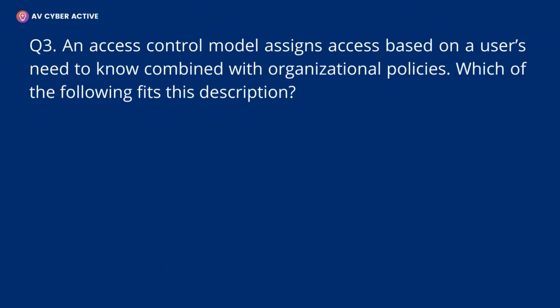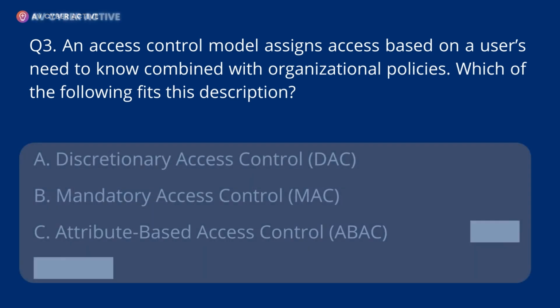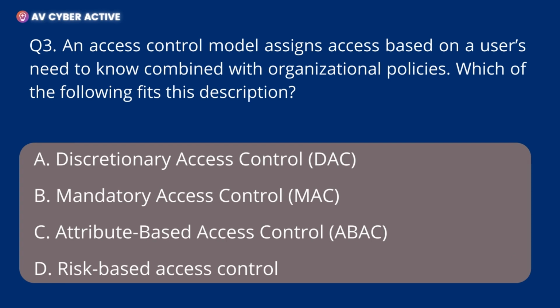All right, last question of the day, question number three. An access control model assigns accesses based on a user's need to know. All right, here's the keyword: need to know. Combined with organizational policies. Which of the following fits this description? You could choose to pause the video, go through the options, choose your favorite one, and resume the video. All right.